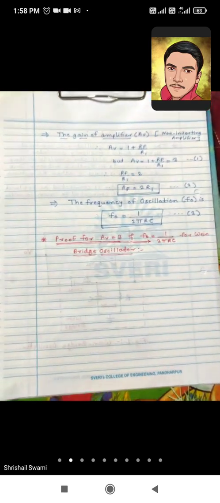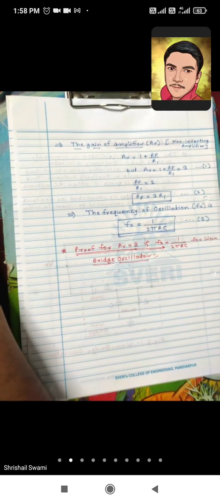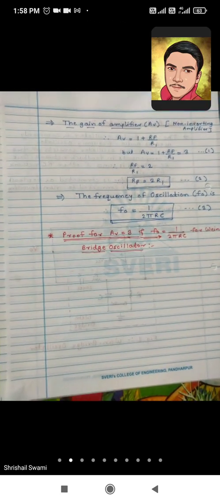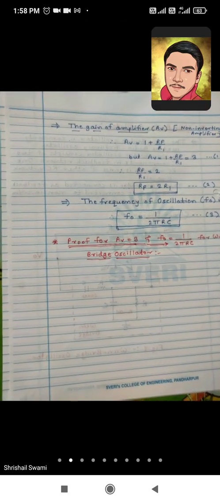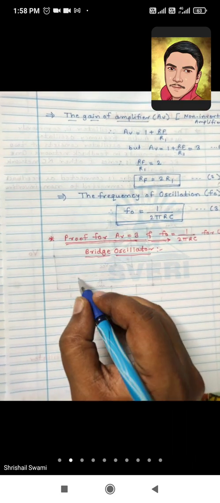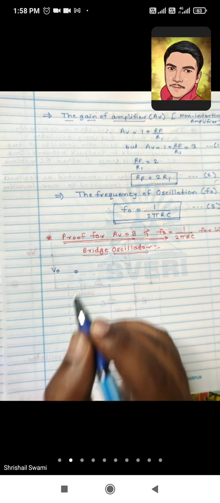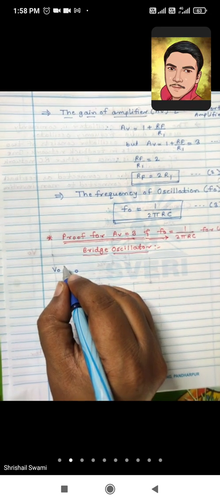Okay, so we can quickly start. Now we can take the feedback network only. The input for feedback is coming from the output of the amplifier, that is V0 of S.